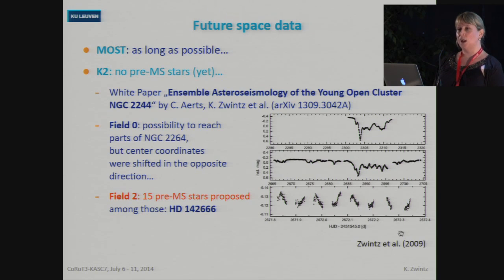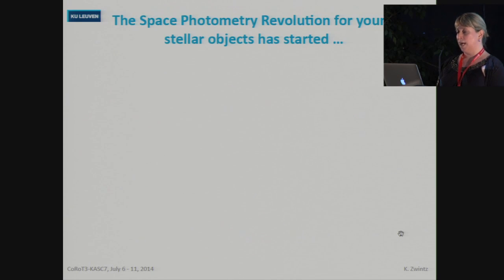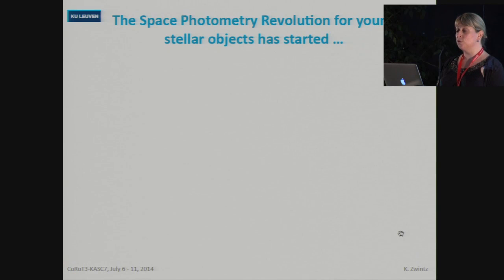So there was field 2, the announcement, and I wrote the proposal, and the star that I just showed you before is included in that. So I still have high hopes. I think it's important also for the exoplanet community because, as we mentioned already several times today, star and planet formation are connected. So whatever we learn about young stars and about their ages, their evolution, might also influence the evolution of planets. And I finish now with my final conclusion.